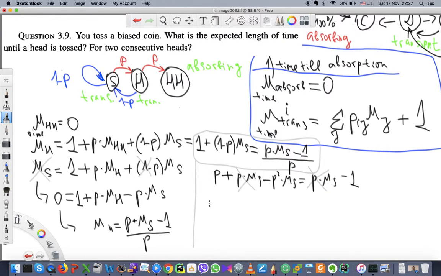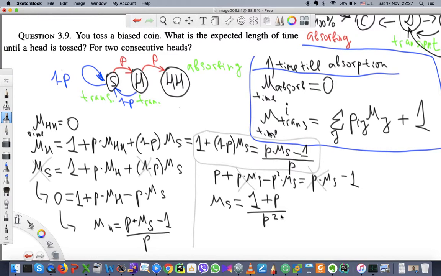and finally get to mu S. So what is mu S? Mu sub S equals, we just put it to the left hand side, right hand side. It becomes 1 plus P over P squared.